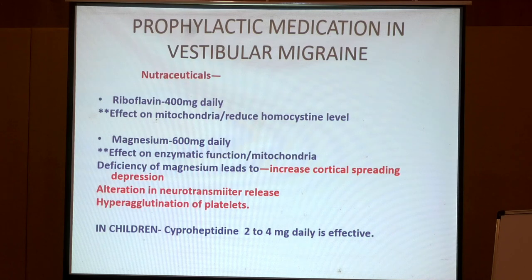As Dr. Srinivas sir has said, magnesium is now given as first line therapy in the prophylactic treatment of vestibular migraine cases. It has been shown that deficiency of magnesium leads to increased cortical spreading depression, alteration in neurotransmitter release and hyperagglutination of the blood. So nowadays magnesium is the first line prophylactic therapy. Vitamin D, B6 and B12 are also effective.